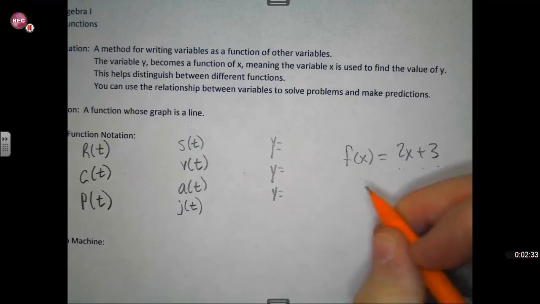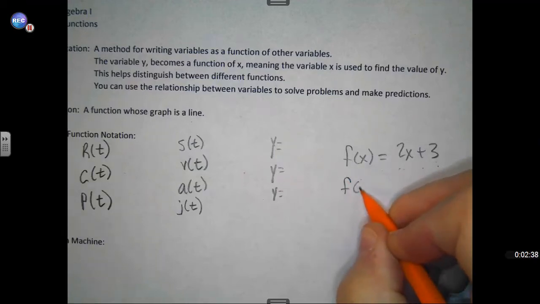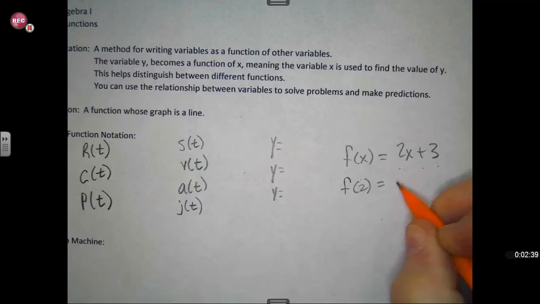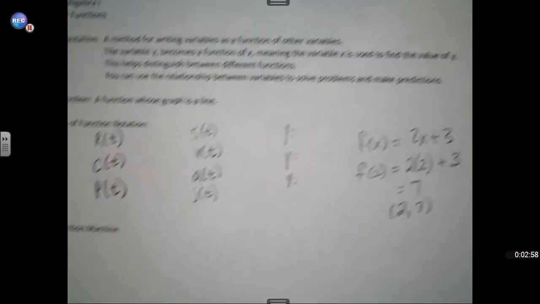And then we use function notation. Let's say I want to find f of 2. I plug in 2 for x and solve that, and I get 7. So that's actually the ordered pair (2, 7). So function notation works the same way as what we've been doing.